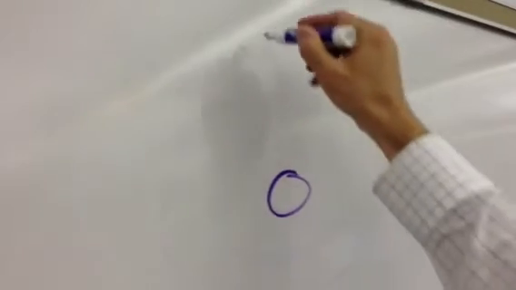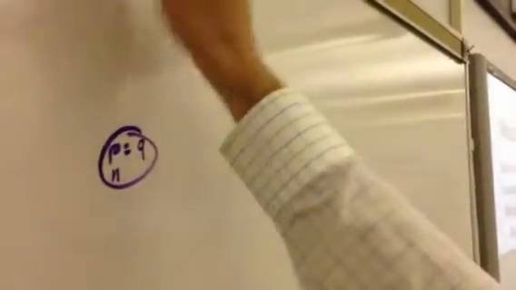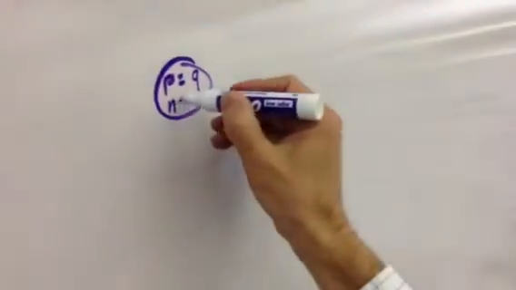So let's go over to the board here, and let's see if I can actually pull this off. Let's take fluorine, for instance. Fluorine has 9 protons. Let's say we have fluorine-19, which gives it 10 neutrons.